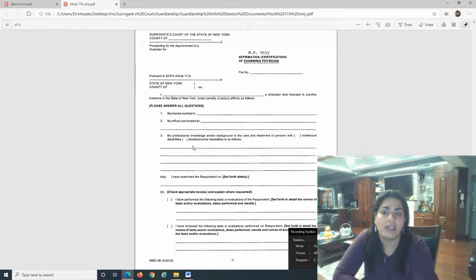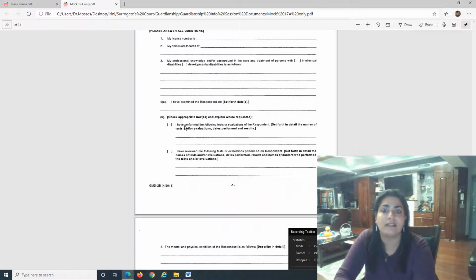And what is their professional background? Is it in this type of disabilities or this type of disabilities? What gives them that professional background? What is their experience? Their experience should be listed here. When did they examine the respondent? This has to be filled in. Everything has to be filled in.